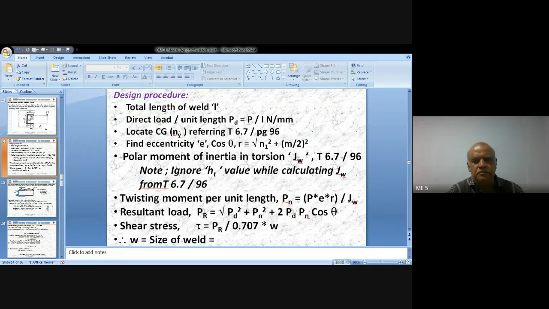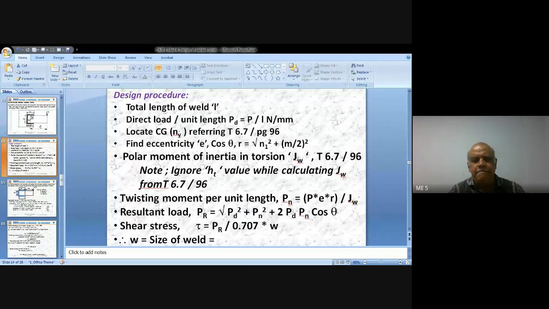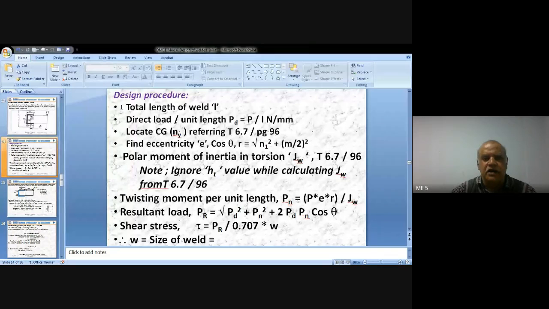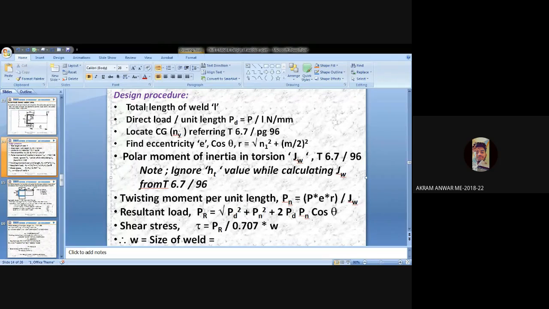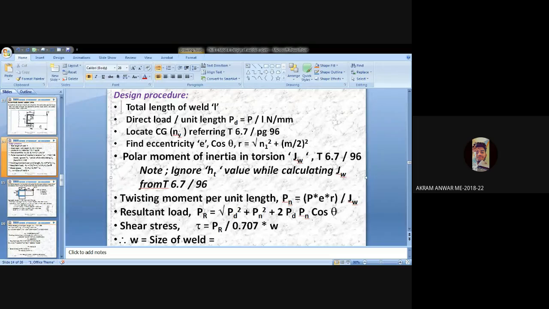Finished? Yes, sir. Akram Anwar, are you there? Yes, sir. Akram, can you please read the steps one by one? Others, please look into your notebook. The total procedure of weld is L. No, no, sorry, it is not total procedure, it is total length of weld. It is somewhat blurry here, sir. Is it blurred for you? Yes, sir, somewhat blurred. Are you on a mobile phone? No, sir, laptop. I cannot zoom. Have you noted it down? I have noted down, sir. I'll read it out.